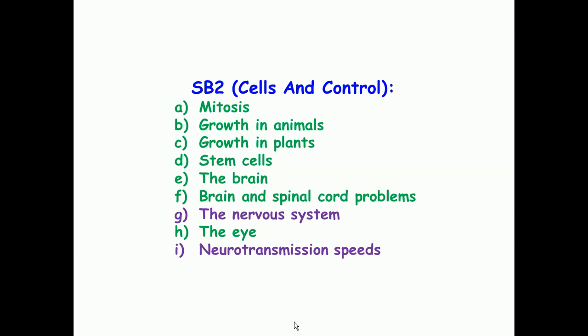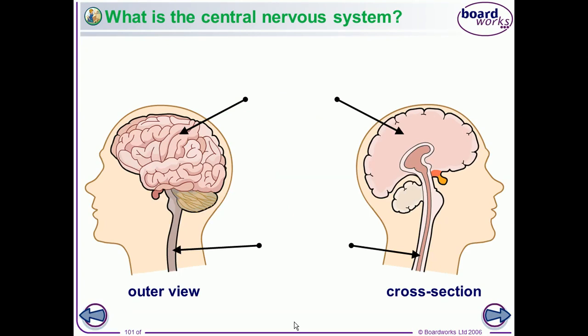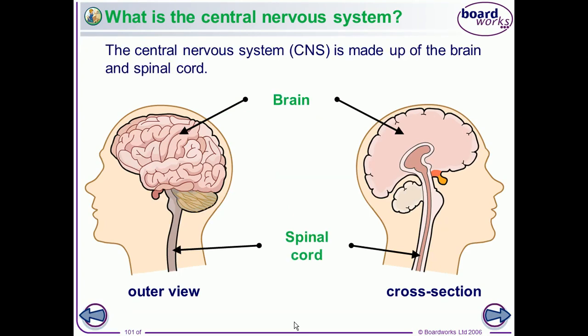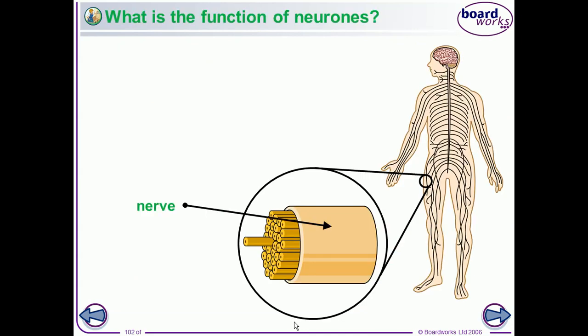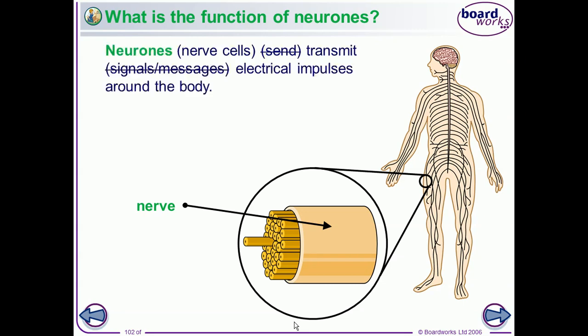We come up to the final topic in SB2 called the nervous system. There are two organs that make up the central nervous system, the brain and the spinal cord. The rest of the nervous system is made up of the neurons, which are nerve cells. And the function of the nerve cell is to transmit electrical impulses around the body. Notice I'm using the word transmit instead of send, and the words electrical impulse instead of signal or message. These are the scientific terms. So neurons transmit electrical impulses around the body.